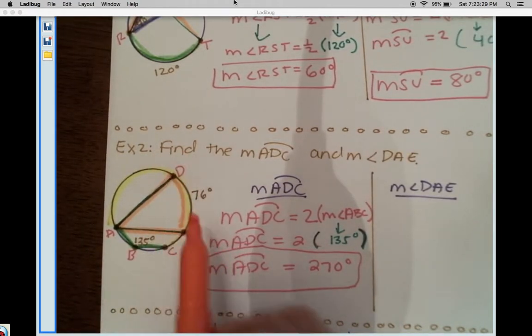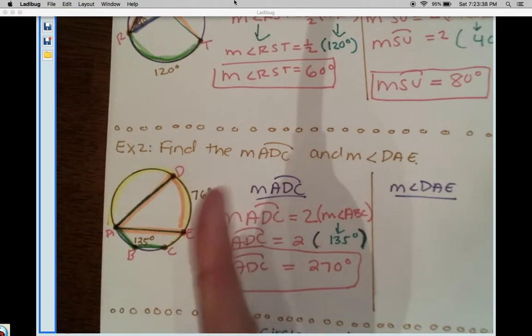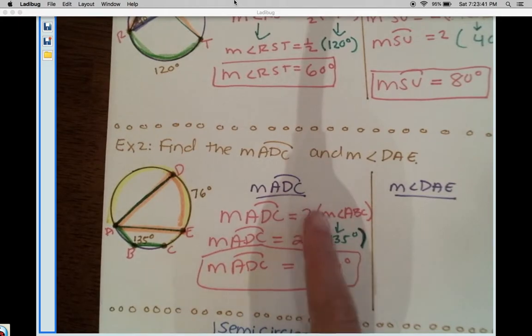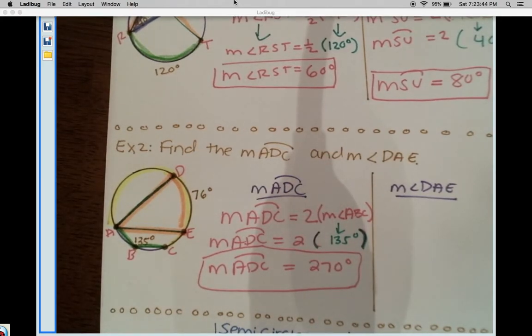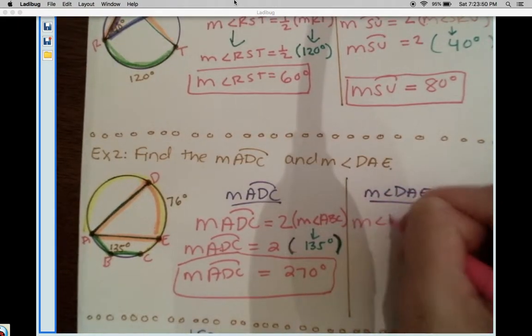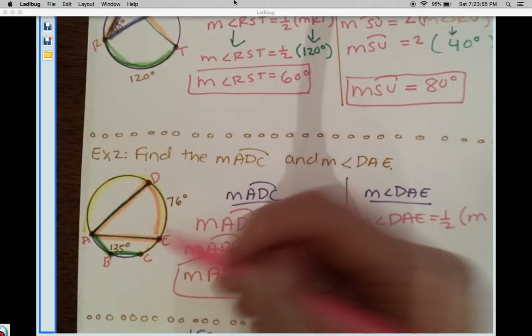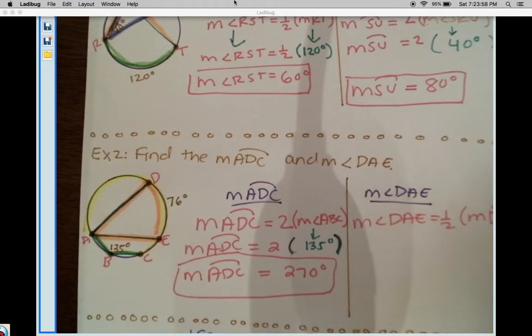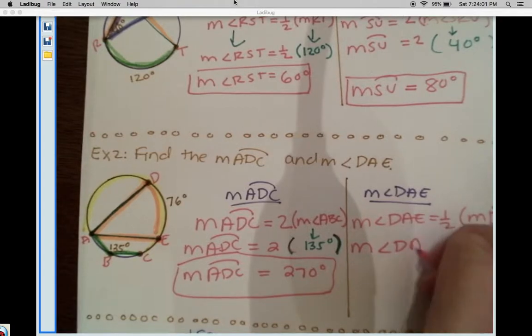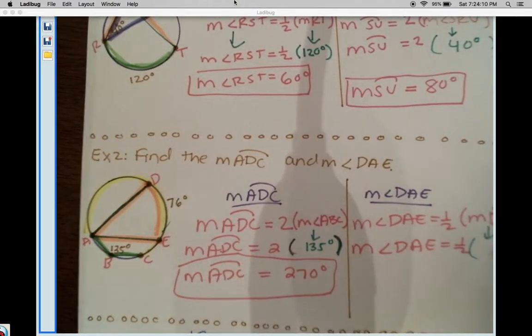It's 76. Since we know the measure of the arc, what do you do to the arc measure to get to the measure of the inscribed angle? You would in fact halve it. So we're going to be reversing the process that we just did. Let me set up a statement to solve. The measure of angle DAE equals 1/2 the measure of arc DE, which is 76 degrees.